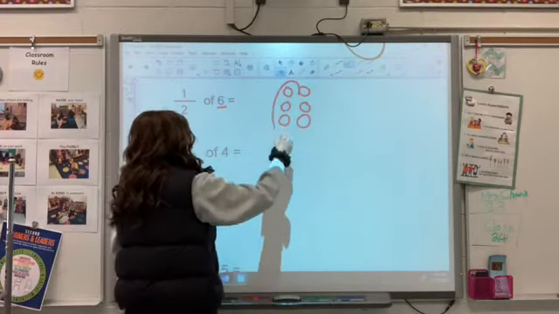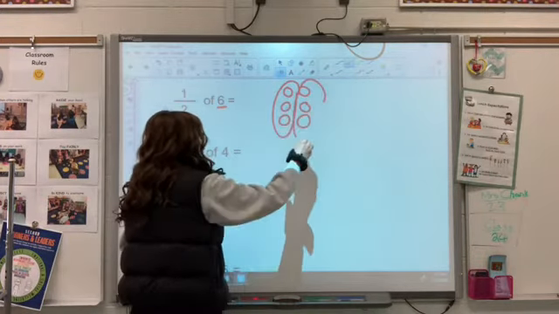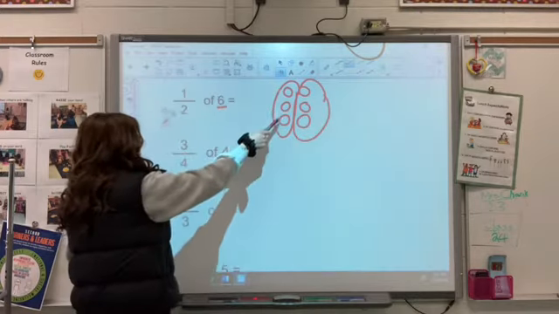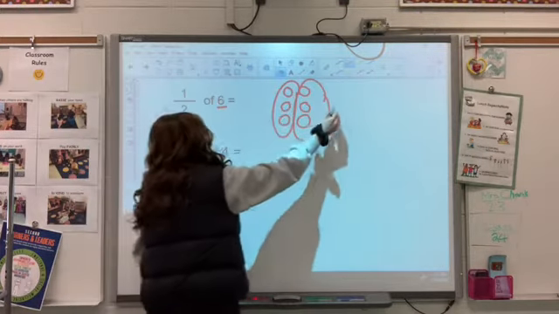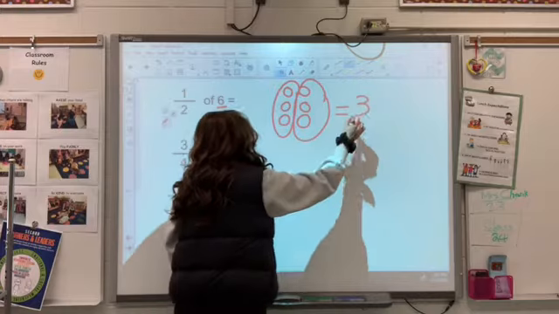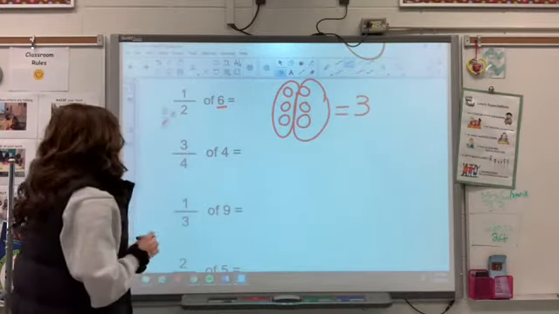Again, I'm going to circle 1 group, 2 groups, just so I can see, and I can see right now there's 1, 2, 3 in each group. So the answer is 3, okay?